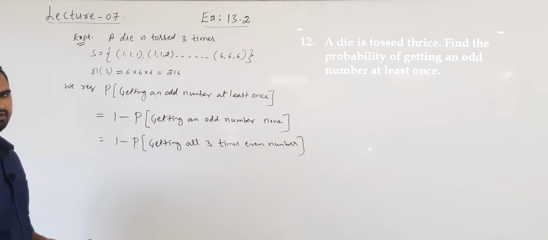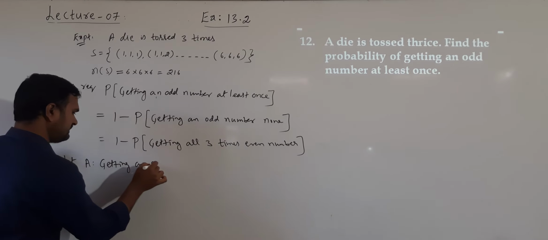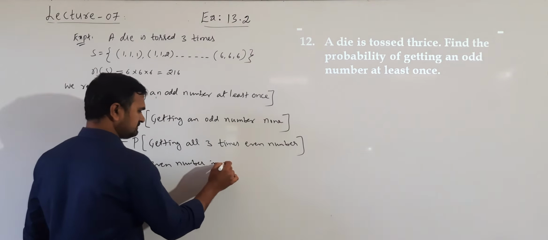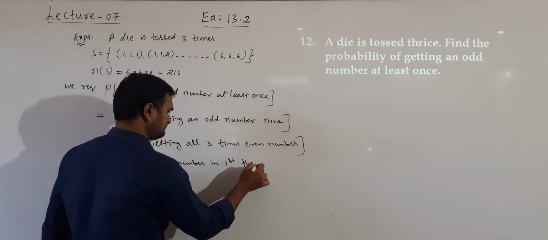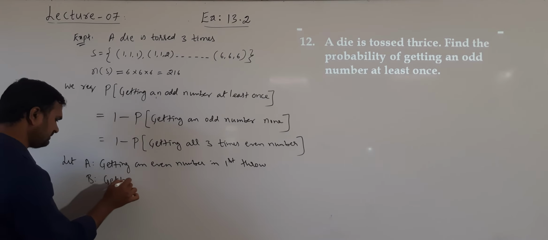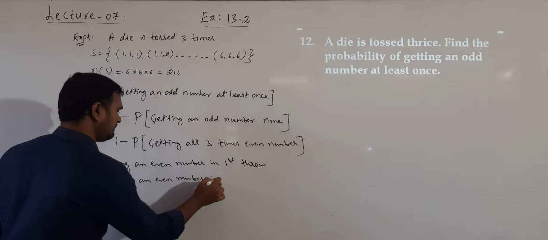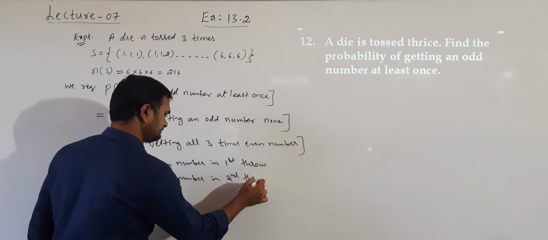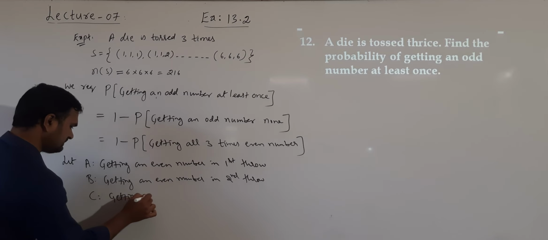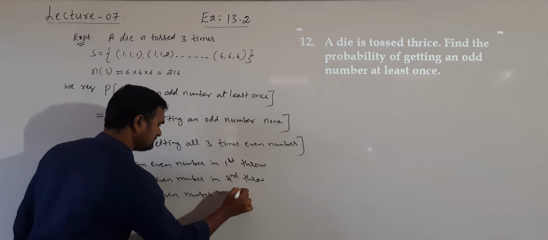So let A be the event getting an even number in the first throw. Next, B is the event getting an even number in the second throw, and C is the event again getting an even number in the third throw.